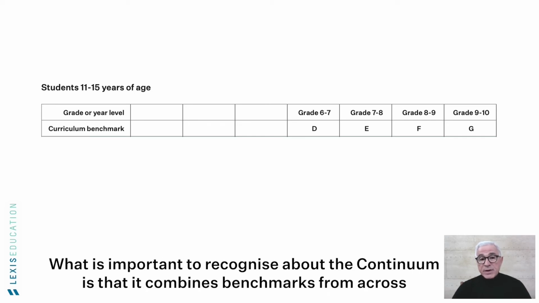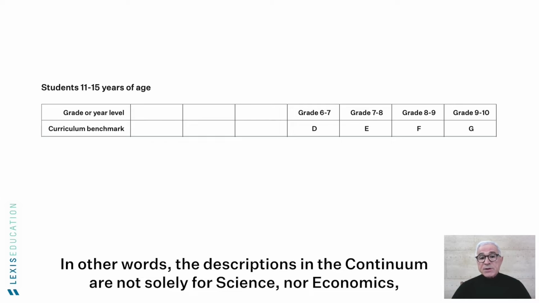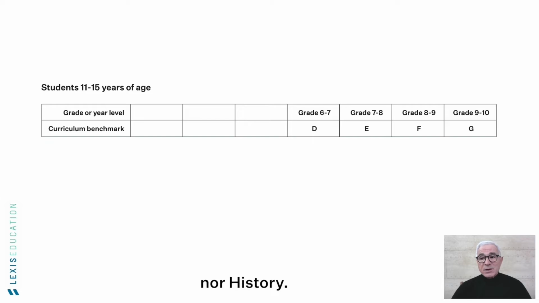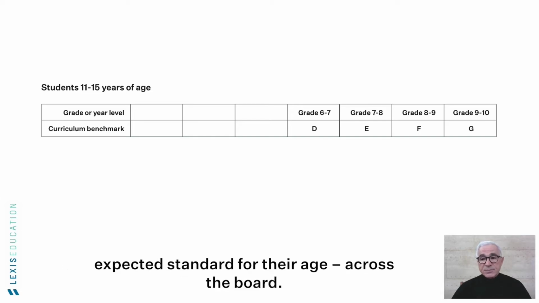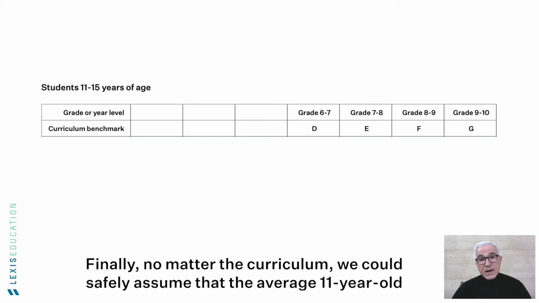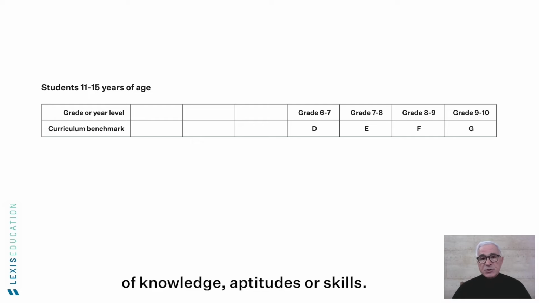What is important to recognize about the continuum is that it combines benchmarks from across the disciplines. In other words, the descriptions in the continuum are not solely for science, nor economics, nor history. The continuum describes the language a student is expected to use to be able to achieve the expected standards of their age across the board. Finally, no matter the curriculum, we could safely assume that the average 11-year-old student at a typical school anywhere in the world will be expected to learn similar kinds of knowledge, aptitudes, or skills.